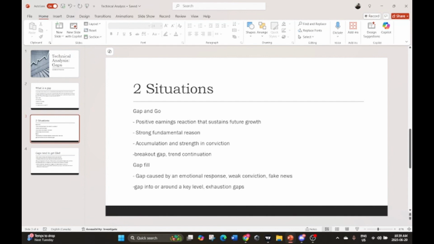So those are typically the two situations that you can resolve around gaps, and how you can identify if it's going to be a gap and go situation or a gap fill situation is some common characteristics that are resulting in that price action, or even looking at the fundamental reason what caused that gap, right? If you're seeing a gap due to positive earnings, and that can sustain future growth, like you had the CEO come out saying that, okay, the industry is doing very well. We had a beat on our revenues and our earnings, and we're projecting that future growth on our bottom line is going to be sustained or even might increase, right?